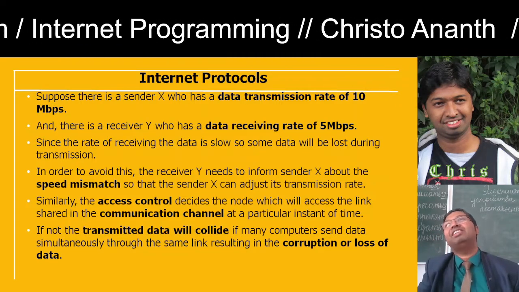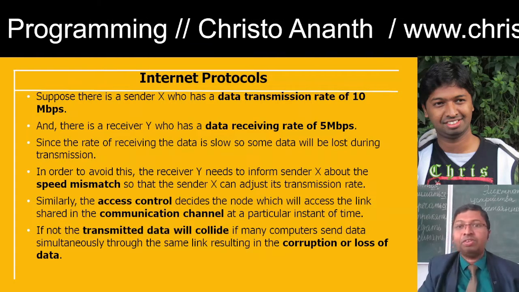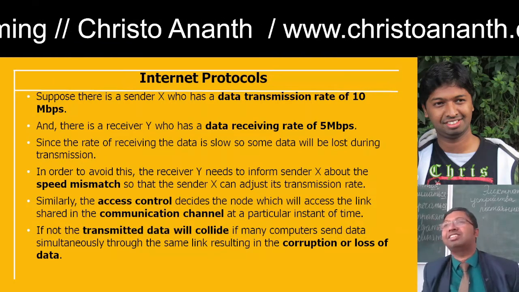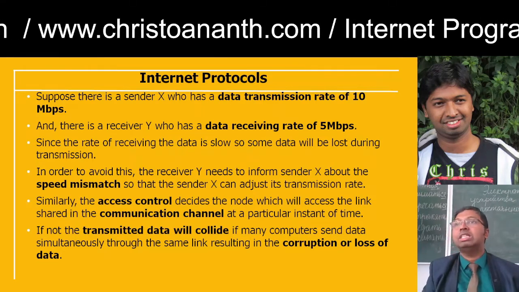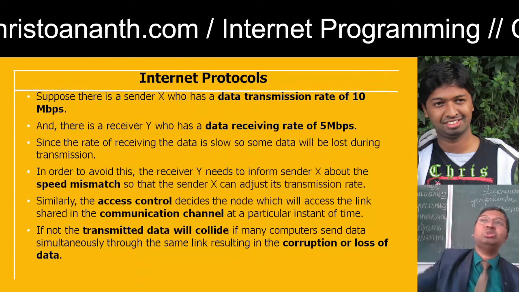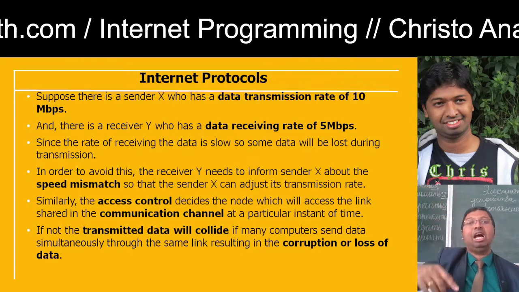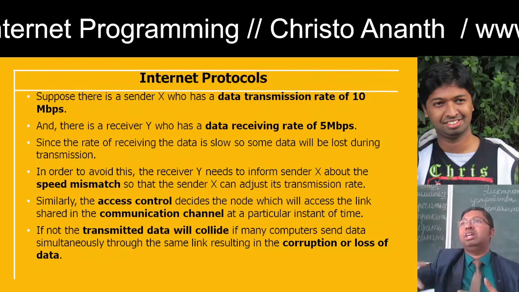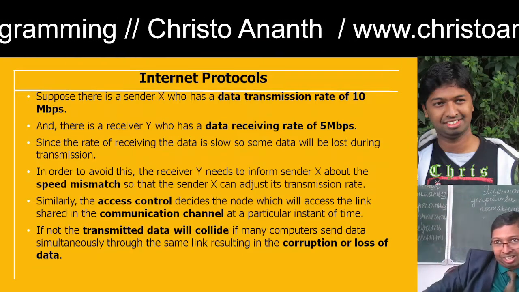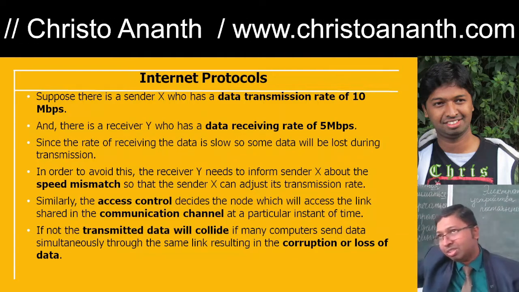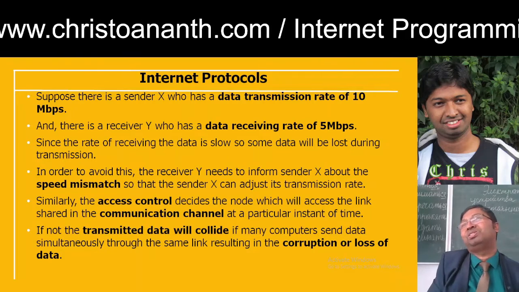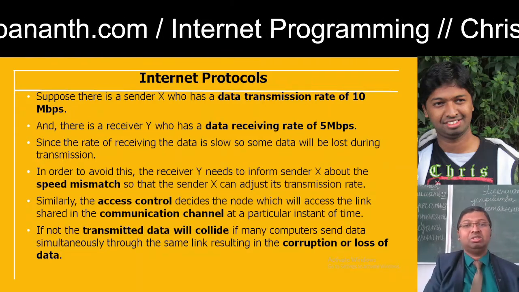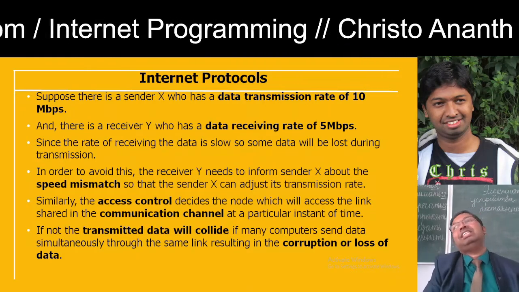Very slow. So definitely some data will be lost during the transmission. In order to avoid this, the receiver Y needs to inform the sender X about the speed mismatch. If it is 10 here, there it is also 10; if it is 5 there, here also 5. But if the sender sends at 10 and the receiver receives at 5, it is not possible. So sender X can adjust the transmission rate.